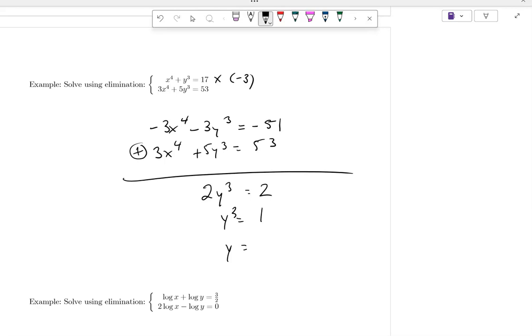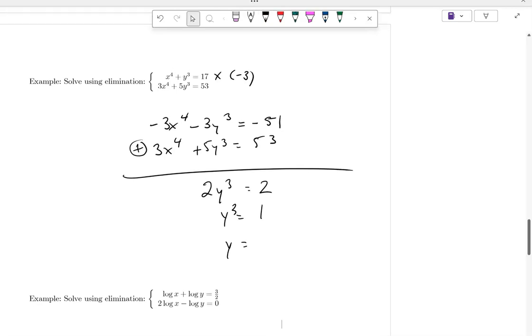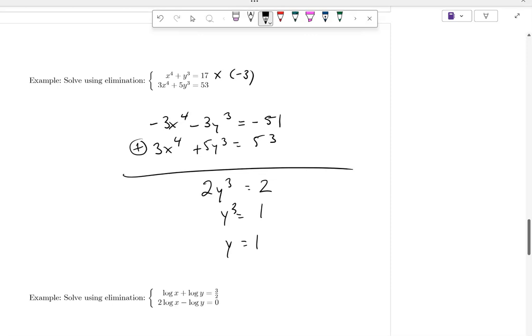And so let's be a little bit careful. Do I need to worry about a plus or minus when I do a cube root? No, just cube root of both sides gives me just a 1, right? Okay. What do I do with that now? Plug it into... the top one's probably the easier of the two.